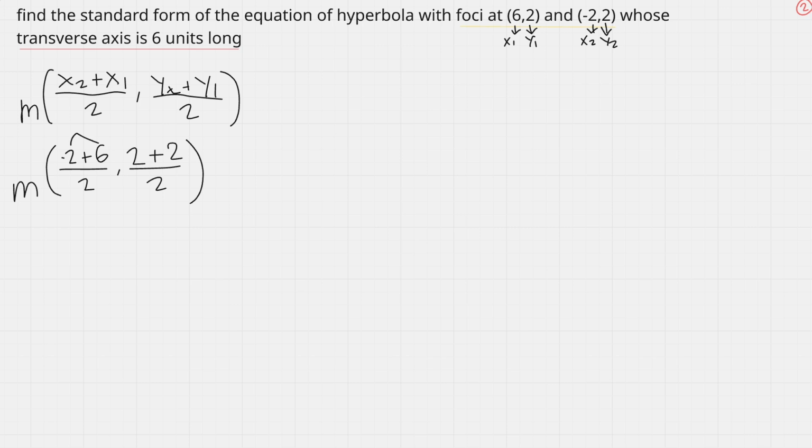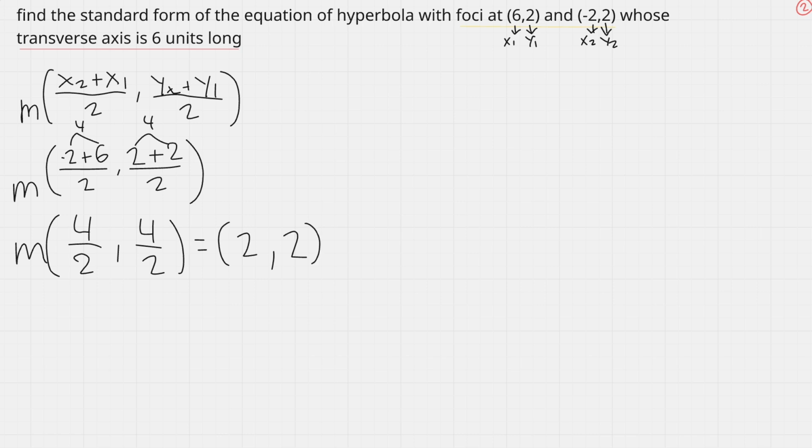Now, negative 2 plus 6 will give us 4. 2 plus 2 will give us 4. So, 4 over 2, comma, 4 over 2. 4 divided by 2 will give us 2, comma, 4 divided by 2 will give us 2. So this is our center.